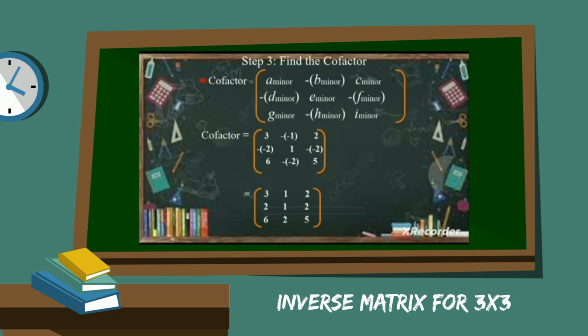The next step is find the cofactor. We need to alternate the negative sign on B minor, D minor, F minor, and H minor. The matrix becomes 3, 1, 2 for the first row. The second row is 2, 1, and 2. The third row is 6, 2, and 5.